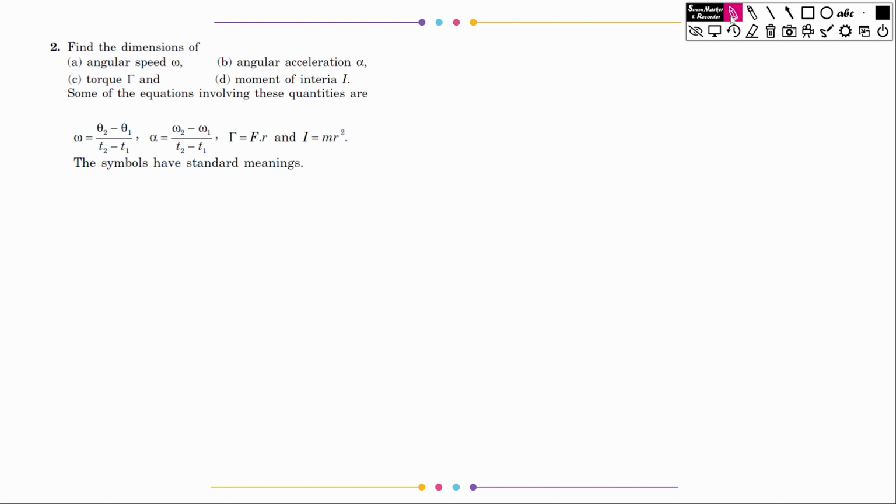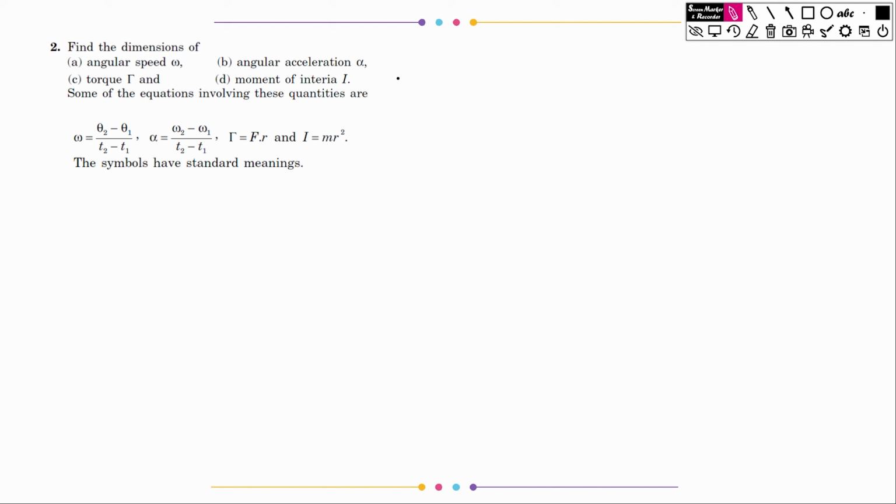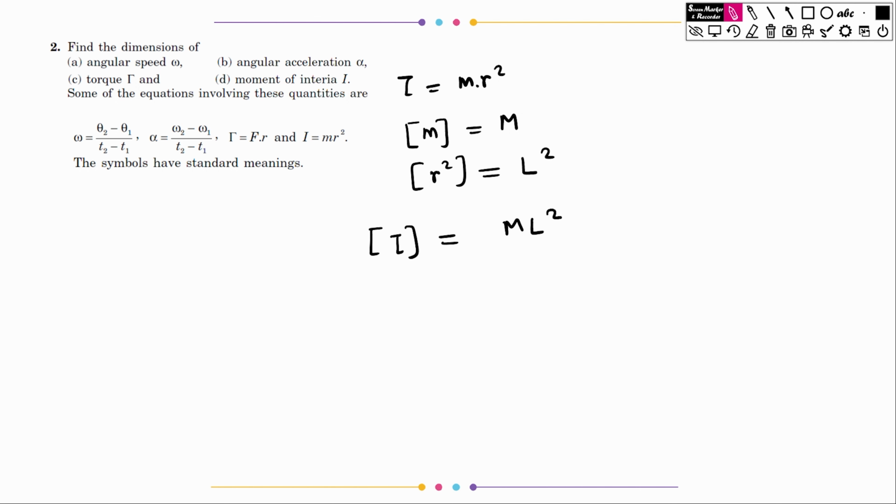Now we'll take moment of inertia. Moment of inertia is a measure of an object's resistance to changes in its rotational motion. The equation of I is m r square. So on the right hand side, first we have mass, which is represented by m. Then we have r square, which is nothing but radius square, and radius is nothing but length. Therefore, we can write it as L square. Therefore, the dimension of moment of inertia is equal to m into L square. In other words, we can write m L square t to the power 0.